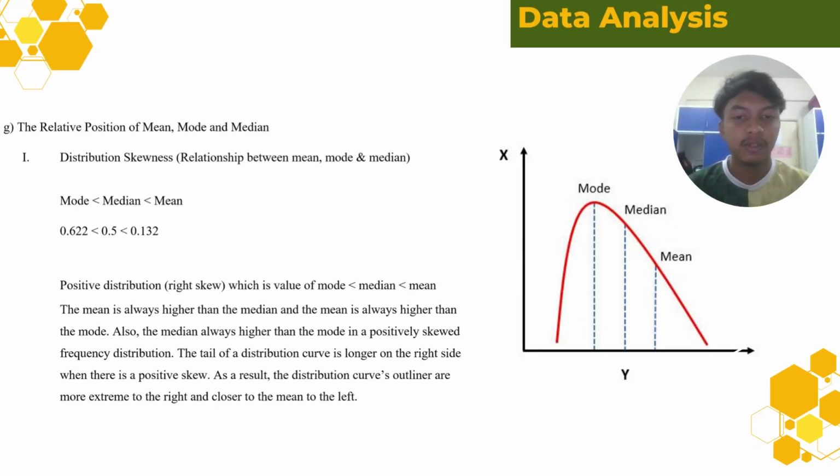Last but not least, from the mode, median, and mean, we can know the relative position. Based on the data, we get a positive distribution. The mean is always higher than the median, and the mean is always higher than the mode. Also, the median is always higher than the mode in a positively skewed frequency distribution. The tail of the distribution curve is longer on the right side when there is a positive skew. As a result, the distribution curve outliers are more extreme to the right and closer to the mean to the left.